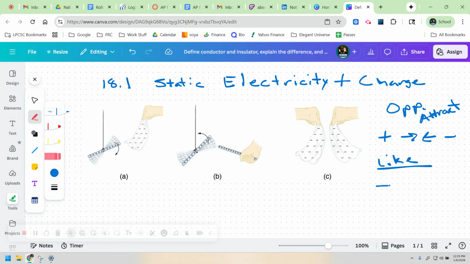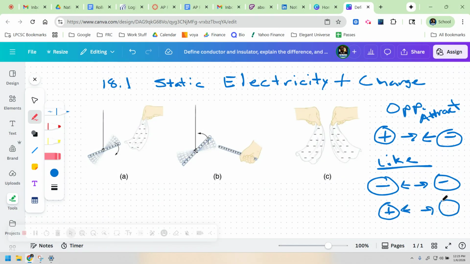And then like charges, they repel. So if I have a negative charge here, that's going to repel away from another negative charge. Right? So opposites attract. And then if I happen to have a positive charge, that will repel from another positive charge. So like charges repel, right? And we teach this to you guys at a very early age.